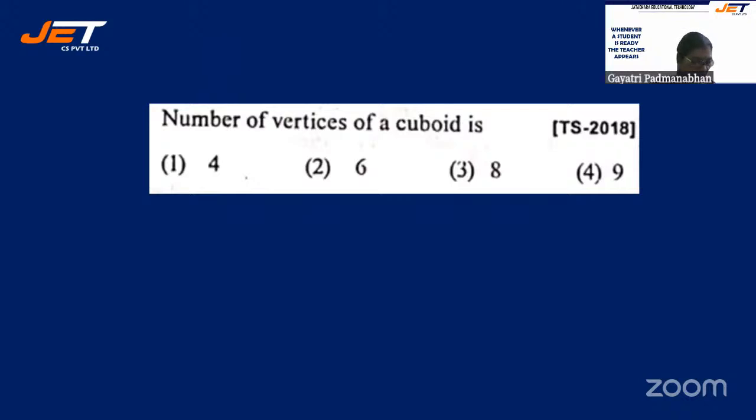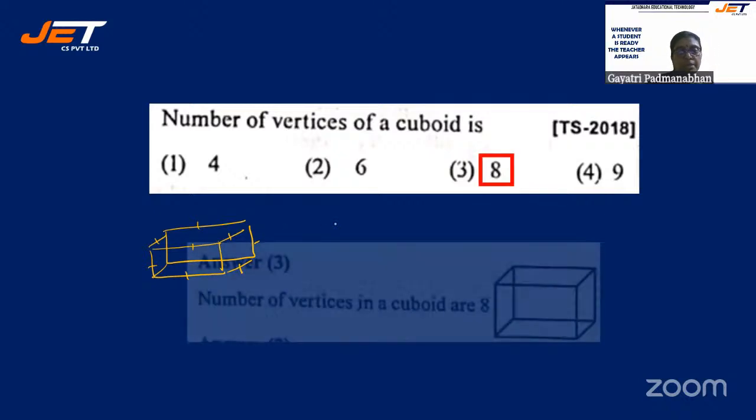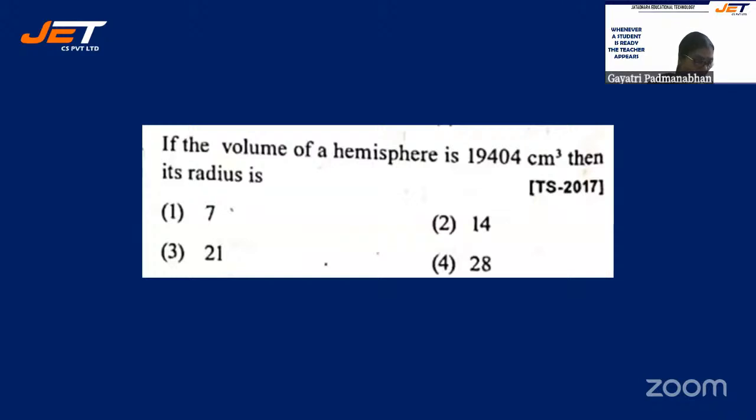Very simple. Right. So you can see a cuboid. Right. So many people will keep drawing this, isn't it? Yes. Right. So how many vertices it has? So yes, if you see the outer part, you get 8. Let's see. Yes, it is 8. Okay. Right. See the next question.